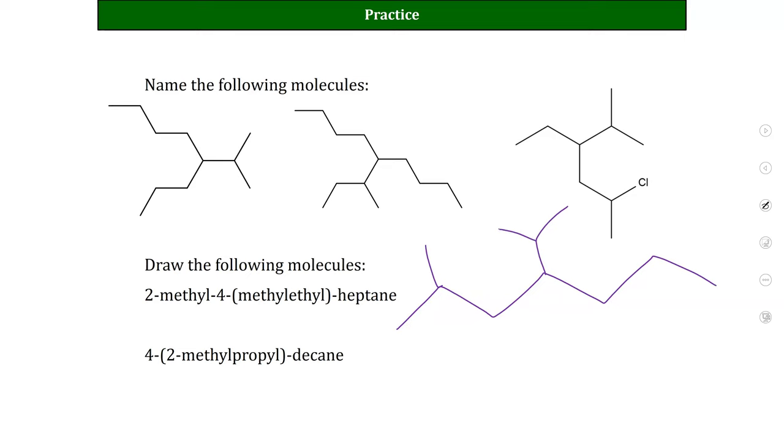And because you're drawing your own molecule, you can draw your parent molecule in a straight line and you can count from left to right. It wouldn't be wrong to count from right to left, but you don't need to.